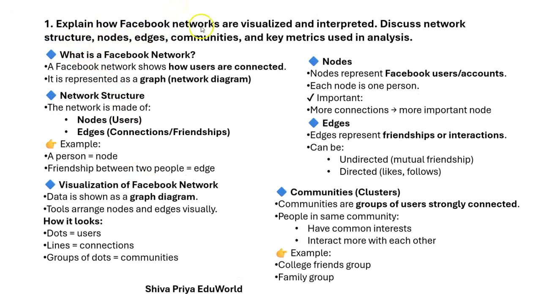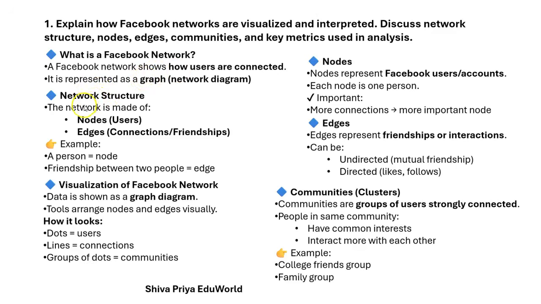Explain how Facebook networks are visualized and interpreted. Discuss network structure, nodes, edges, communities, and key metrics used in analysis. Here, what is a Facebook network? It is a social media platform and it shows how users are connected, and it is represented as a graph.